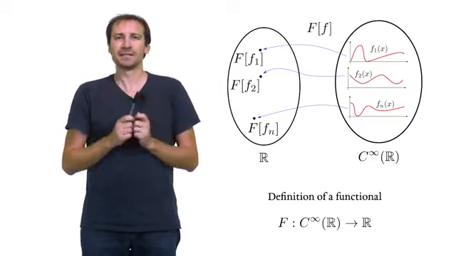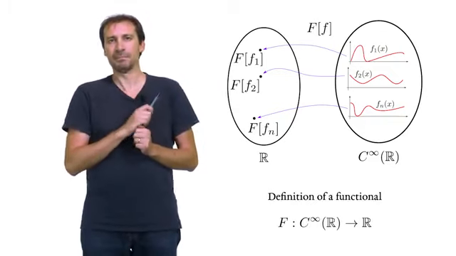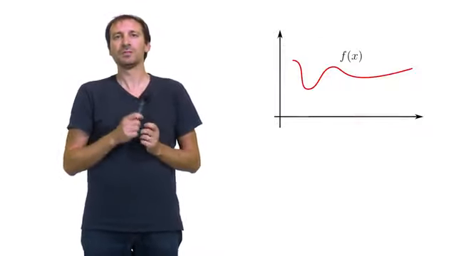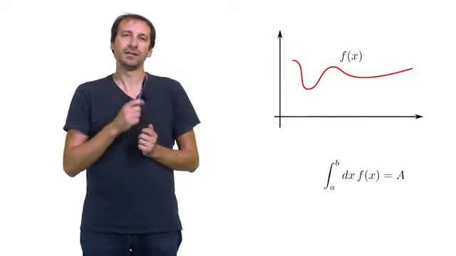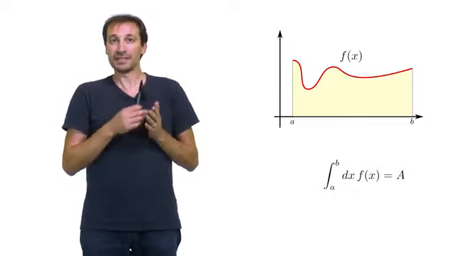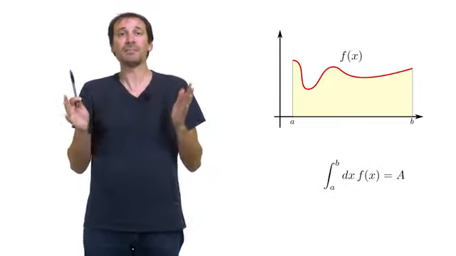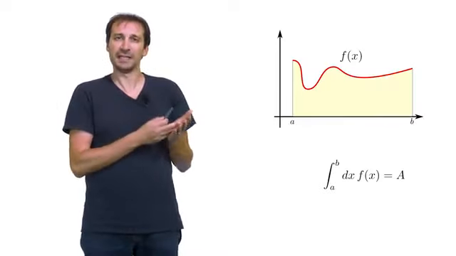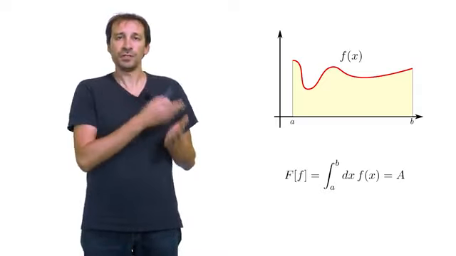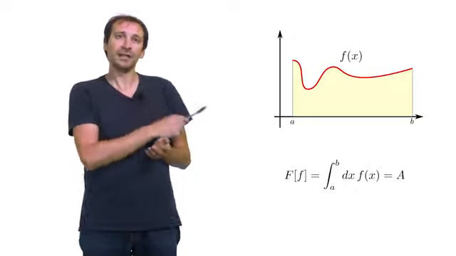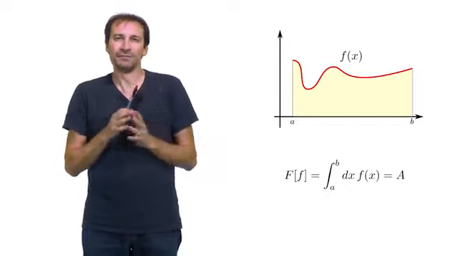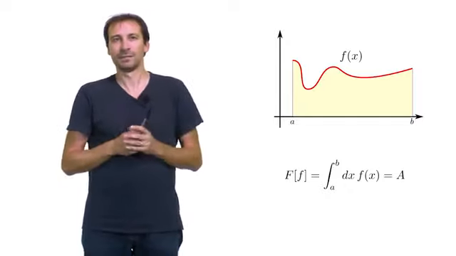Okay, but besides the definition, let's give an example. We have a function, a generic function f. Let's suppose we want to evaluate the integral of the function between a and b. Of course, this is the area here in yellow, which is a number. So we have actually associated a function to a number via its integral. So this is a functional, capital F, of the little function f. Very simple example.